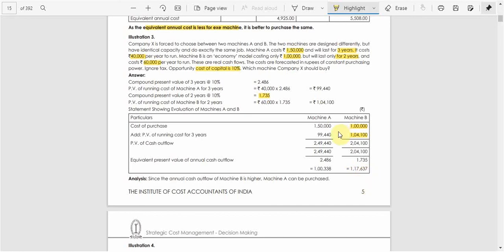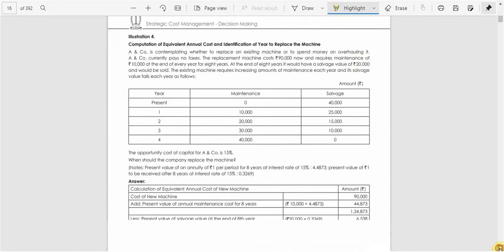1,17,637. So for machine A it is 1,03,38, and for machine B it is 1,17,637. So machine A has less outflow, right? So machine A can be purchased. So this is a simple problem for illustration 3. Again we will see the next problem, illustration number 4.